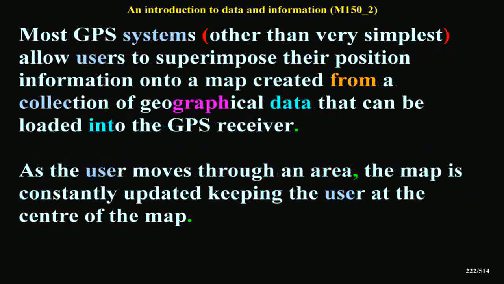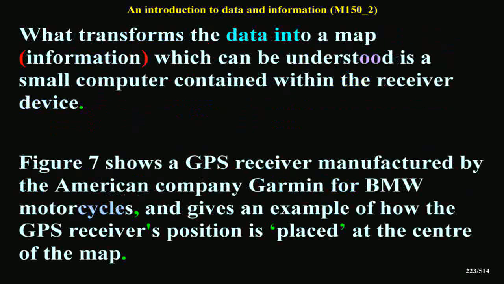Most GPS systems other than the very simplest allow users to superimpose their position information onto a map created from a collection of geographical data that can be loaded into the GPS receiver. As the user moves through an area, the map is constantly updated, keeping the user at the center of the map. What transforms the data into map information which can be understood is a small computer contained within the receiver device.